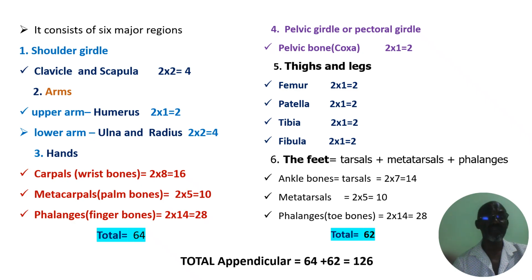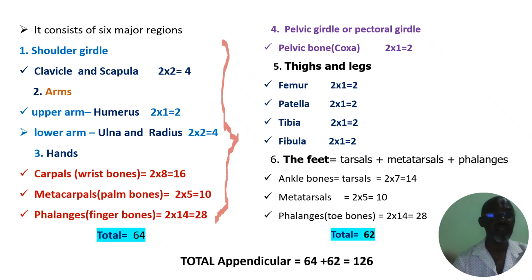All this total is 64. Again, all these are totally 62 plus 64 plus 62, 126. This is the number of the total appendicular skeleton.